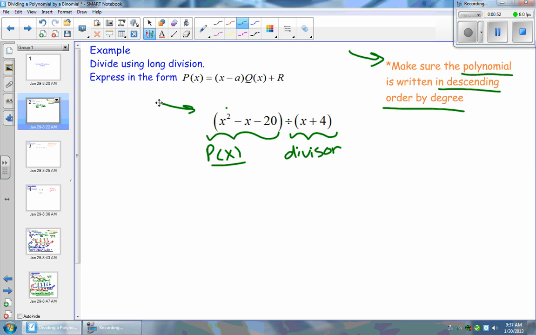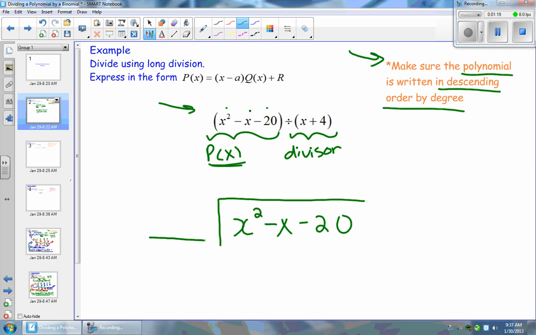So this term has a degree of 2, this second term has a degree of 1, and the last term has a degree of 0, which is also a constant. So we are good to go here. To set up the long division statement, you start with the division bar. What goes underneath is your p of x. In this case, we have a quadratic, x squared minus x minus 20. Now the expression that goes in front is your divisor, and it is the binomial x plus 4. So there you go.